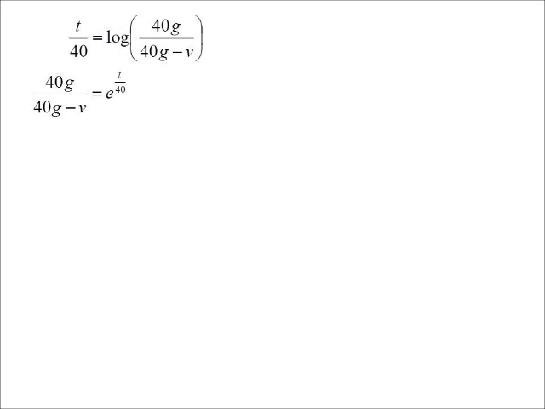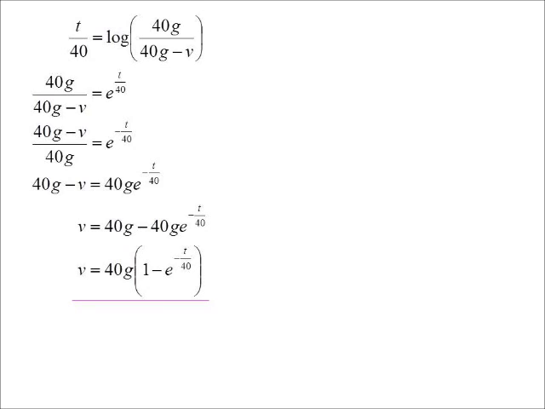Now, v is in the bottom of the fraction, so let's turn it upside down. So v is now on the top of the fraction. But that means it's now e to the negative t on 40, because I've got to turn the other side upside down as well. I can now multiply by 40g. Then I can move the 40g over and multiply everything by -1. I've got an expression for velocity in terms of time.